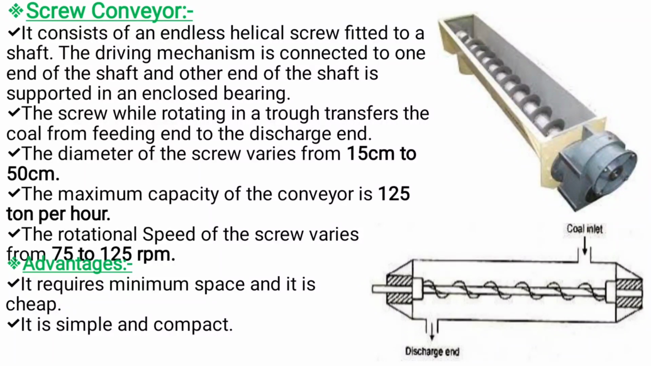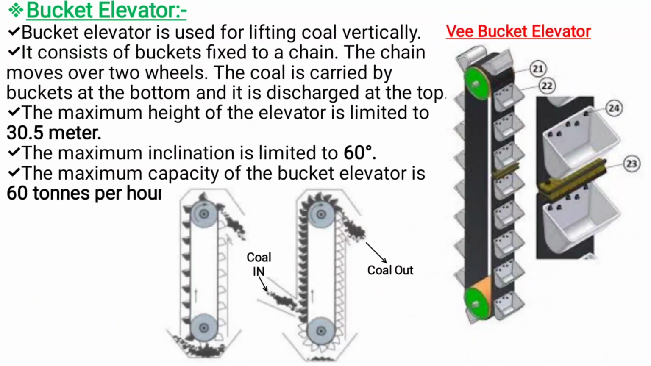Screw conveyor. It consists of an endless helical screw fitted to a shaft. The driving mechanism is connected to one end of the shaft and the other end of the shaft is supported in an enclosed bearing. The maximum capacity of the conveyor is 125 tons per hour. The diameter of the screw varies from 15 cm to 50 cm. It is a simple and compact conveyor. It requires minimum space and it is cheap.